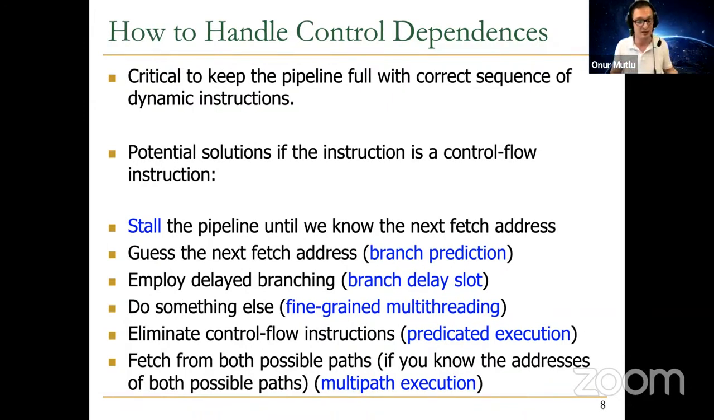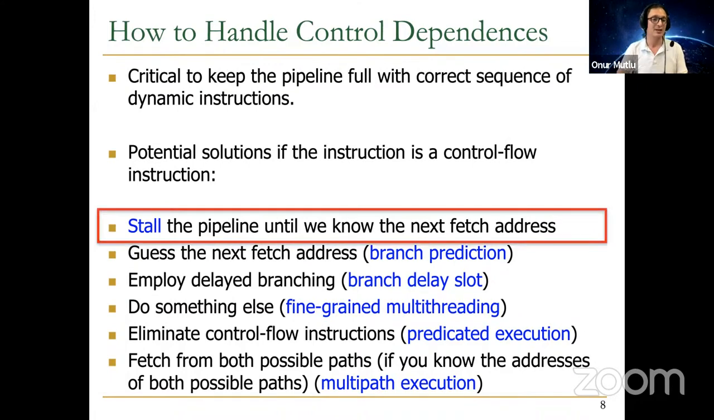This is a hardware intensive solution, and potentially it could be useful if you do it as a last resort, if your branch prediction is not good, for example. And we will briefly talk about it maybe at the end of next lecture. But I wanted to give you the high level idea of these six different potential solutions for handling control dependencies in general and branches in particular.